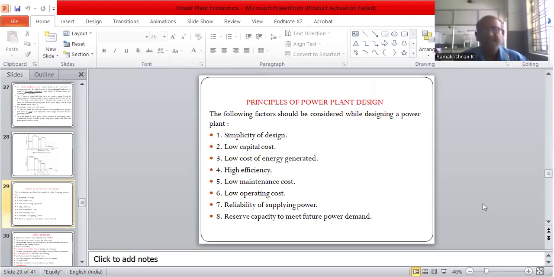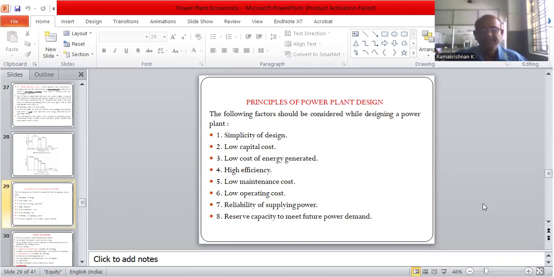There are some factors to be considered for the efficiency of the plant design. The methods to be adopted are simplicity of design of the layout and all the units, low capital cost, low cost of energy generated, higher efficiency, minimum maintenance cost, low operating cost, reliability of supplying power, and reserve capacity to meet future demands.